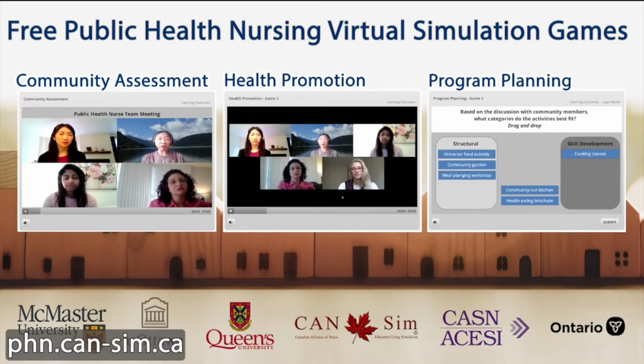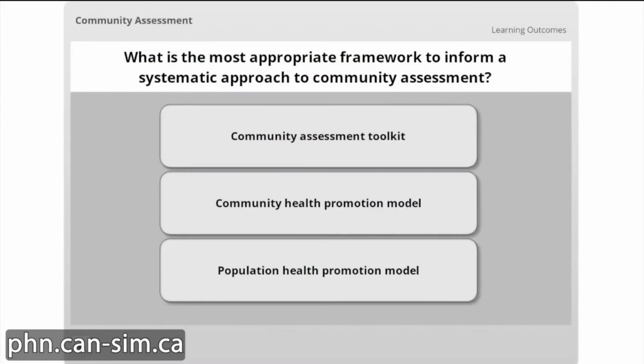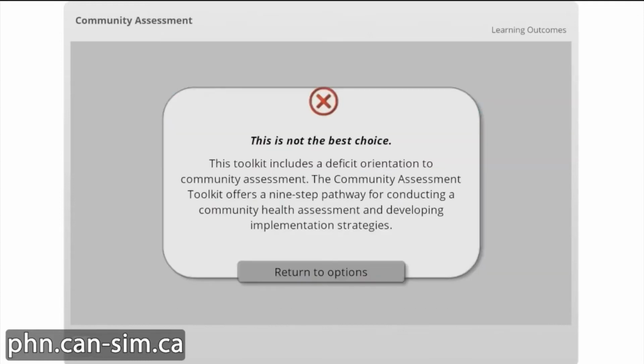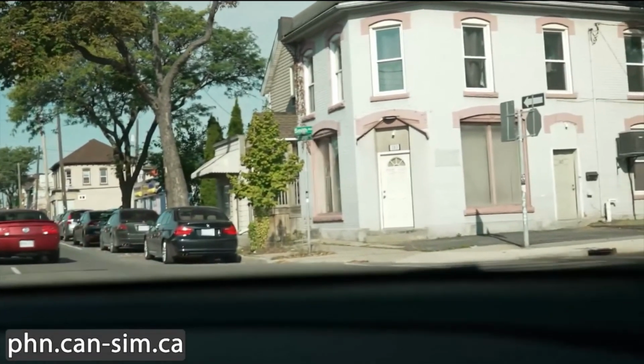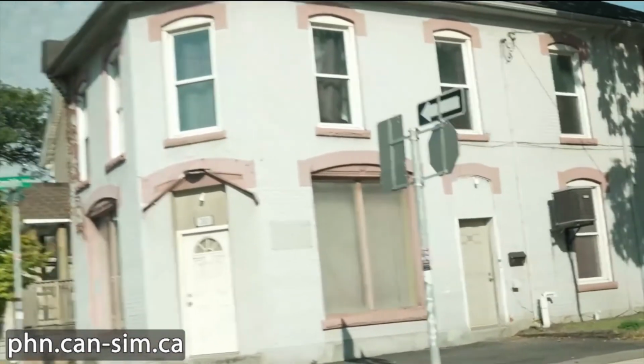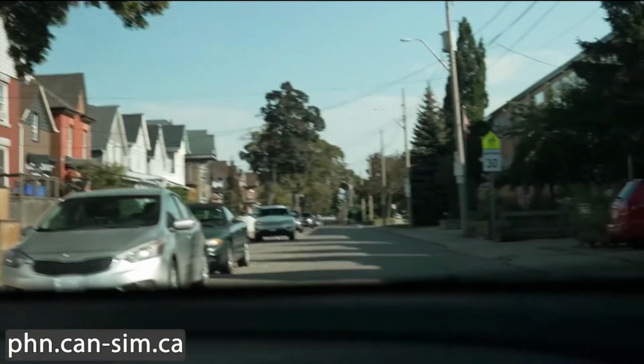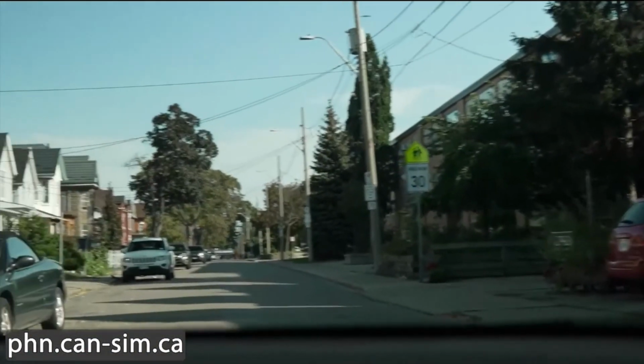We call these simulations games because they are designed to be interactive and engaging. Students can play them anywhere and learn by making mistakes in a judgment-free, safe space. In each game, learners make decisions about which framework is appropriate to guide their decisions. During the community assessment game, students decide where they should gather data from about food insecurity, how they will analyze the data, and report their assessment.